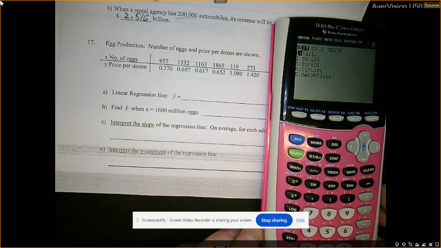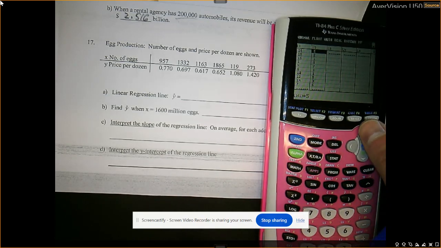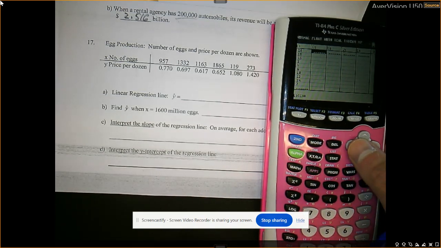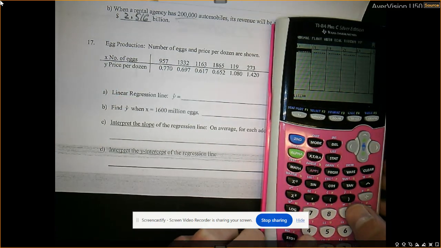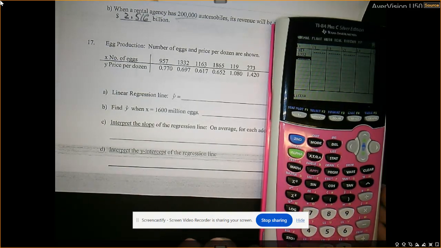So I'm going stat, edit, enter. I have to clear out whatever I currently have in here, which means I arrow up, hit clear, and then arrow down. Now I'm going to put in my X values. So I got 957, enter. 1332, enter. 1163, enter. 1865, enter. 119, enter. 273, enter. Okay, there are my X's. I arrow over to my Y's. I got 0.77, enter. 0.697, enter.